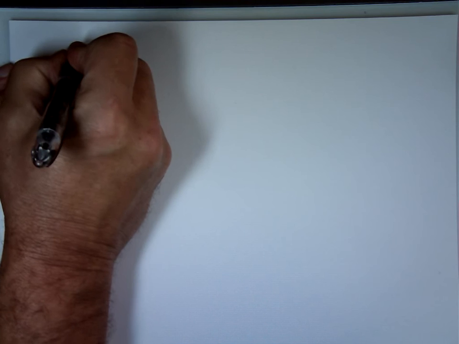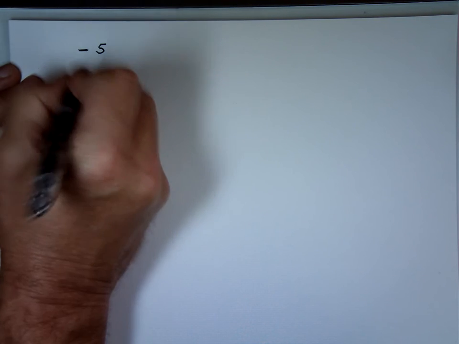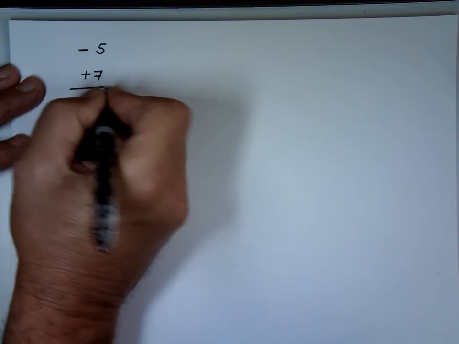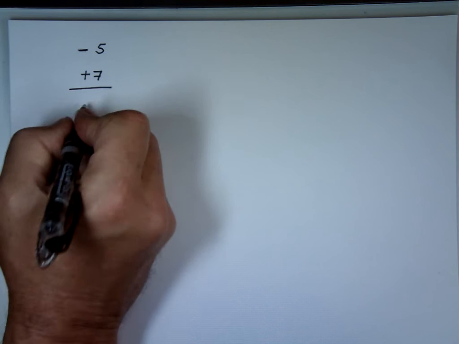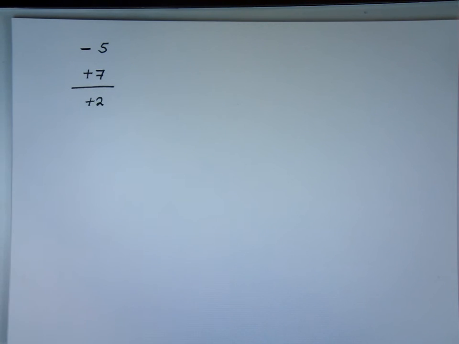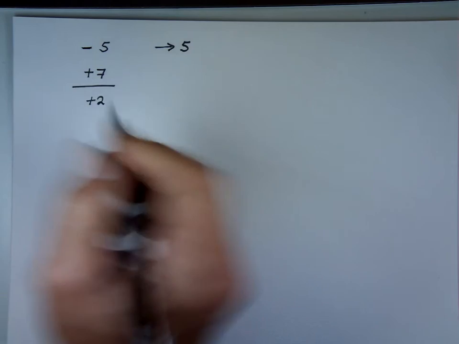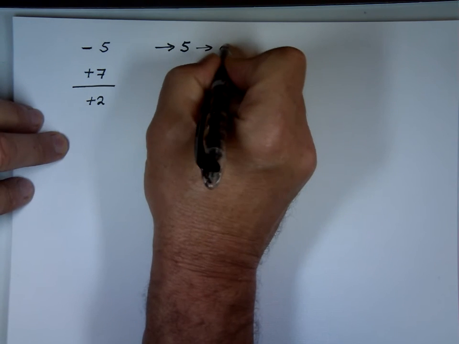I'll do a few examples. Let's try negative 5, and I want to add to it 7. Mathematically, what's the answer? Plus 2. Okay, let's see. Let's write the negative 5. Well, before I do anything, let me find the binary number for 5. 5 is what? 0, 1, 0, 1.